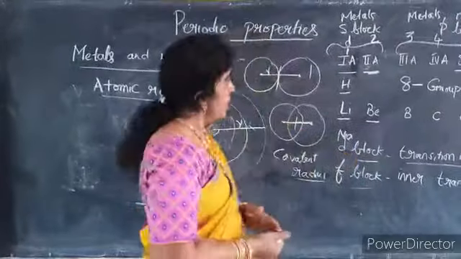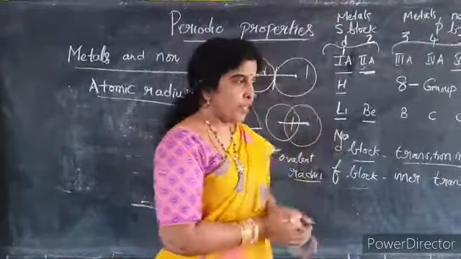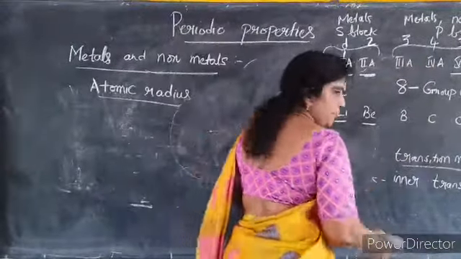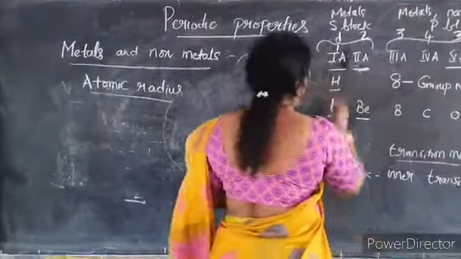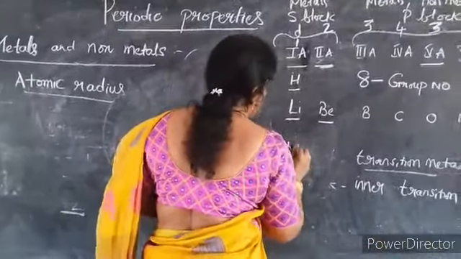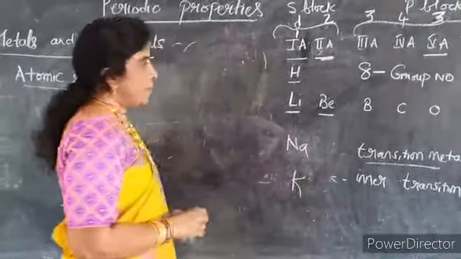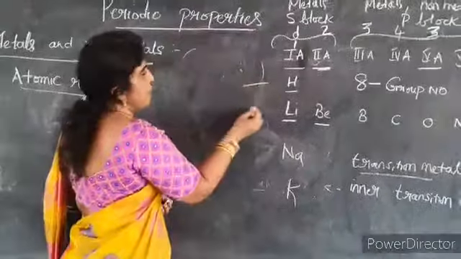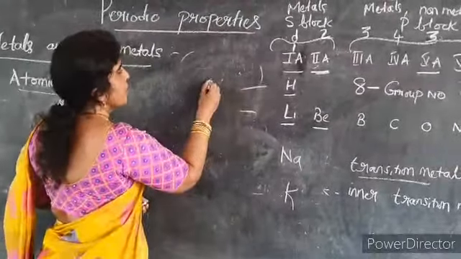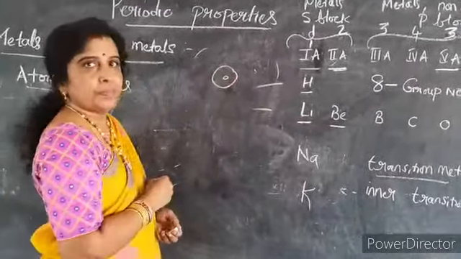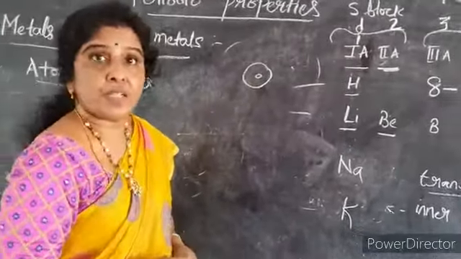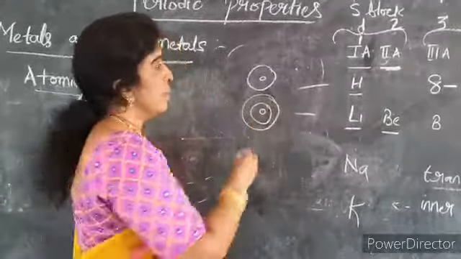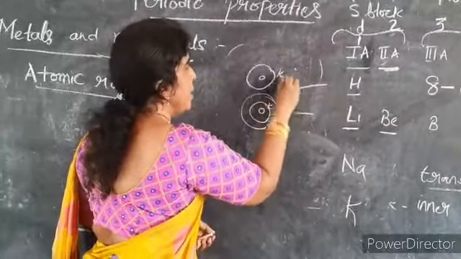Okay, now let us look at the group first. What happens to the size in a group? For example, 1A group: hydrogen, lithium, sodium, potassium, etc. Now, what happens in the group? At every step, in case of the first element, there is only one shell, one S orbital is present. In case of lithium, you have two shells. This is K and L.